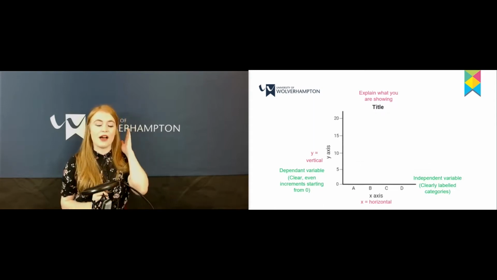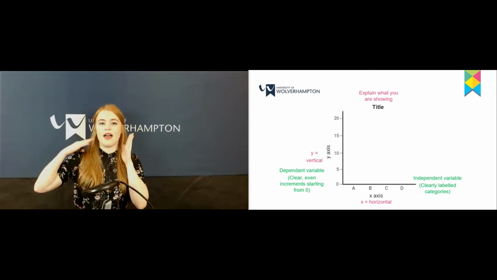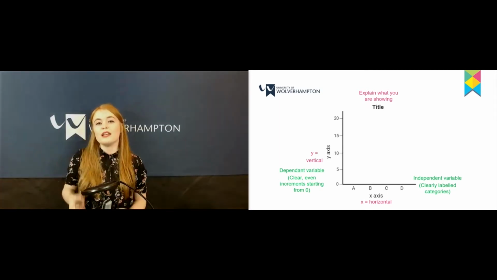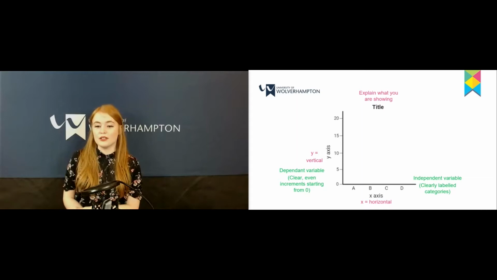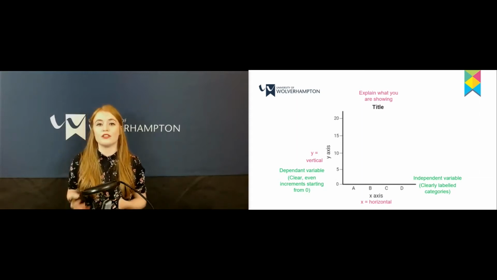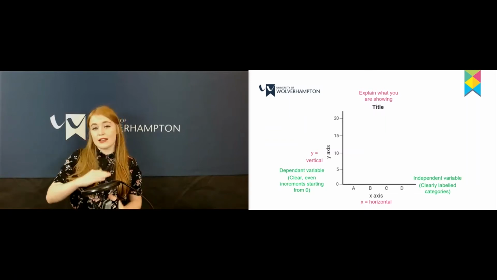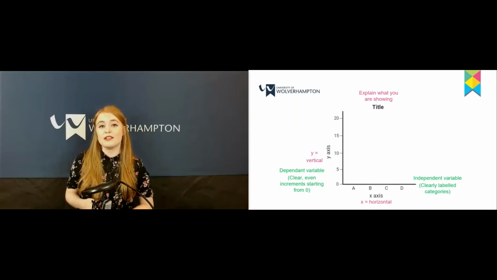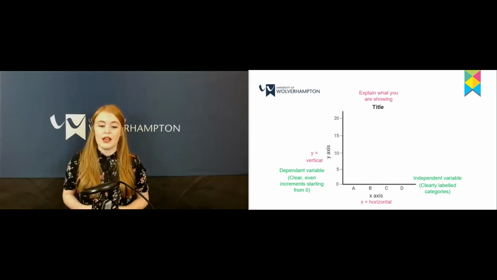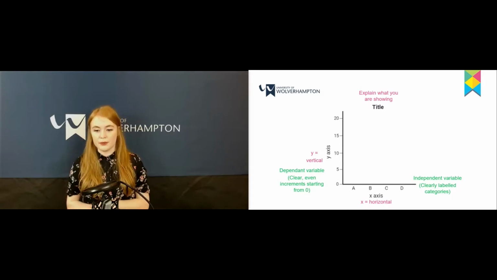Okay, so we have our y-axis, it's the one going up like this. We have our x-axis. We need to make sure that we have a title and it needs to be very clearly explaining what the chart is showing. Okay, on the x-axis we have our independent variable. On our y-axis, we have our dependent variable.